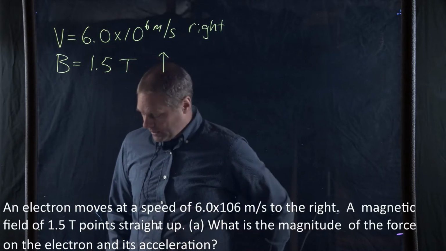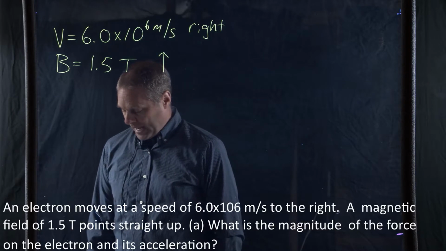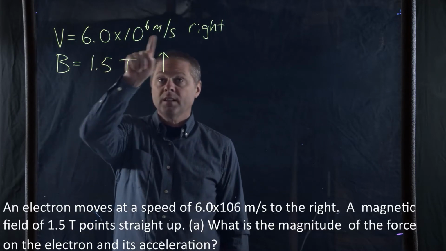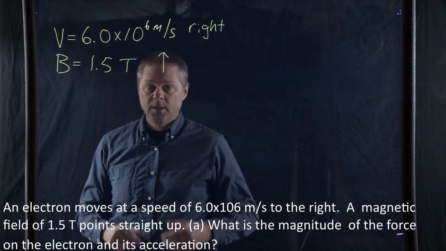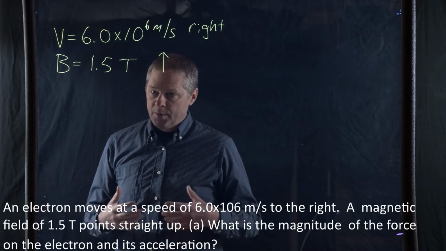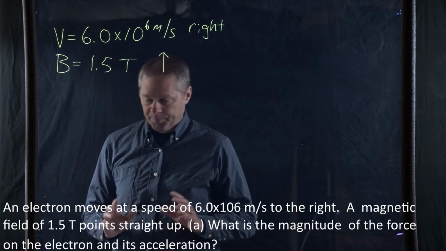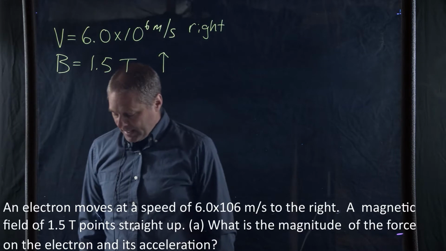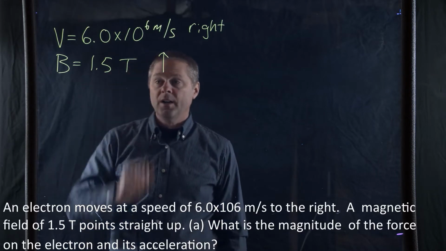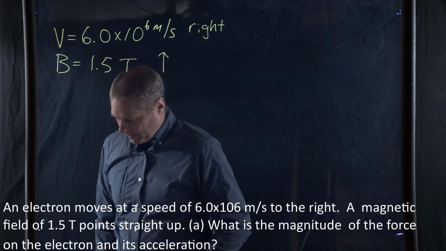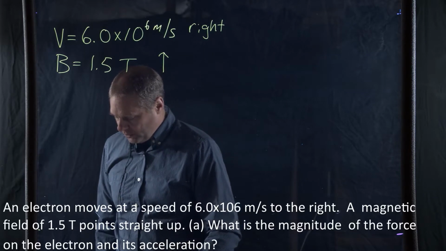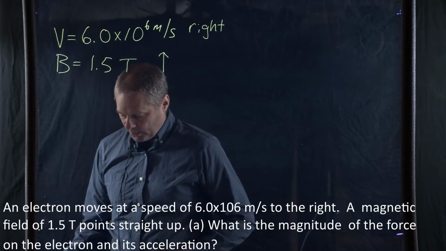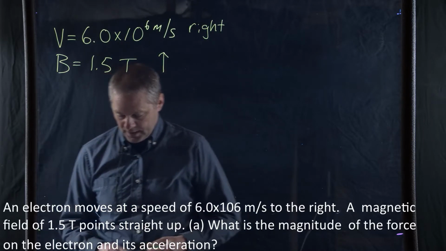The first question reads: an electron moves at a speed of 6.0 times 10 to the 6 meters per second to the right. Remember, I'm going to be a mirror image of what you folks are seeing, so you have to remember that. A magnetic field of 1.5 Tesla points straight up. What is the magnitude of the force on the electron and its acceleration? So we need to look for the force in this case.